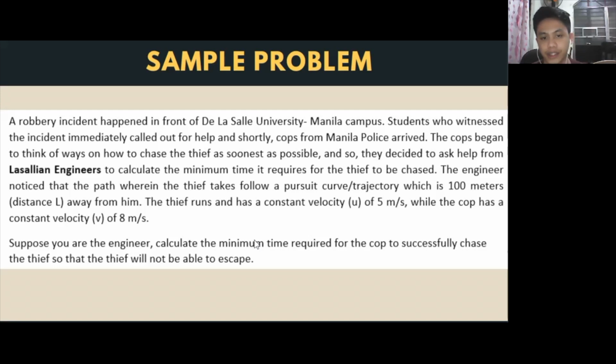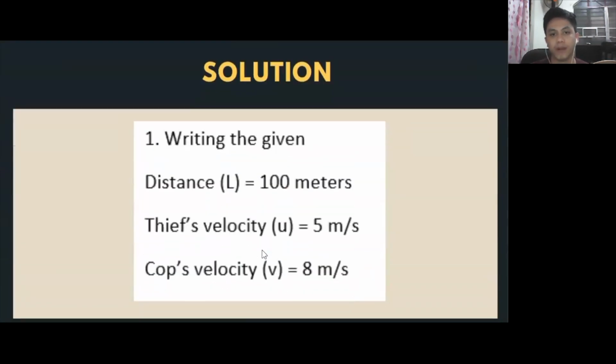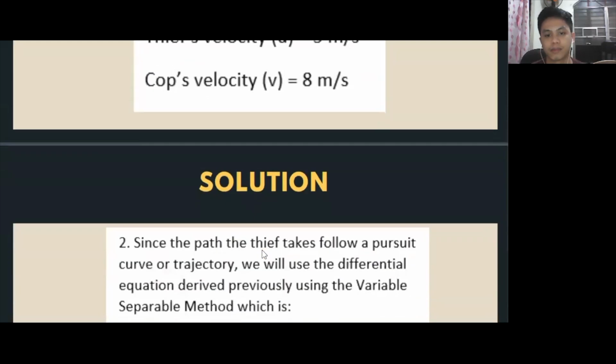Suppose you are the engineer. You need to calculate the minimum time required for the cop to successfully chase the thief so that the thief will not be able to escape. So for the solution part, we first write the given, and we have the distance L is equal to 100 meters. The thief's velocity u is equal to 5 meters per second. The cop's velocity v is equal to 8 meters per second.